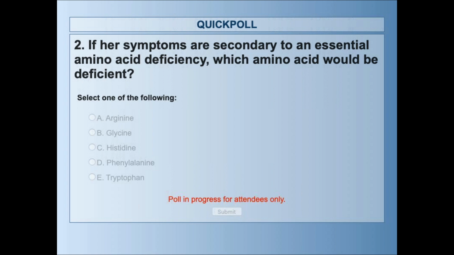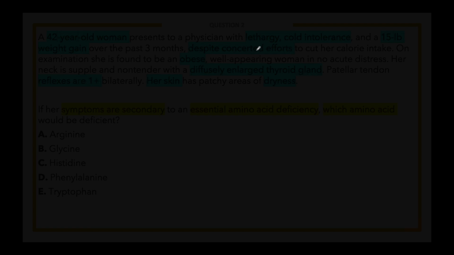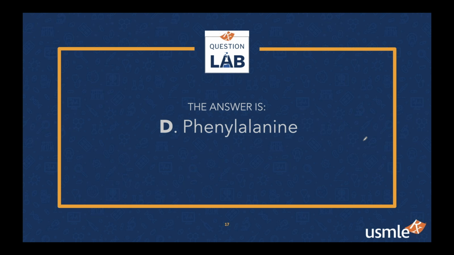All right, and let's see what you selected. Once again, a clear favorite, 52% of you selected phenylalanine, and let's see what the correct answer is. And the correct answer is, in fact, D, phenylalanine. So great job today. We're doing well with our first two questions. Let's keep the momentum going. But before we move on, let's have Faris explain this to us to make sure we got it right for the right reasons. Faris. Great, thank you, Sean.